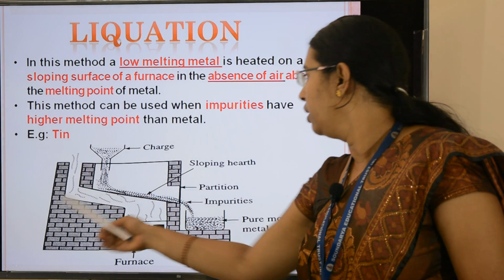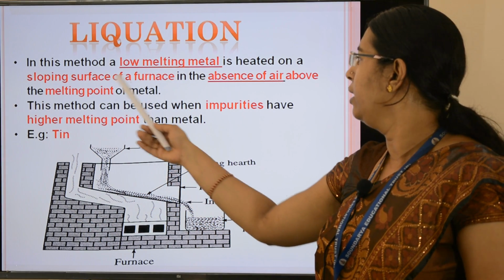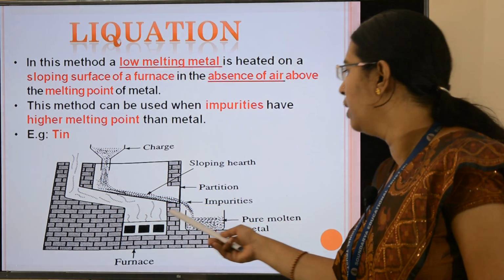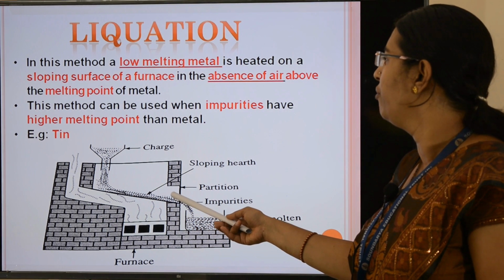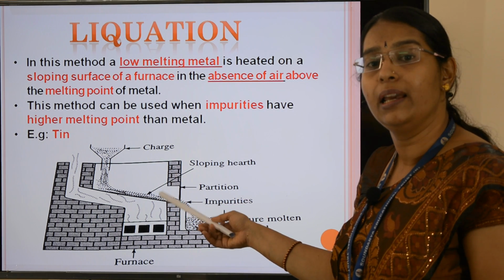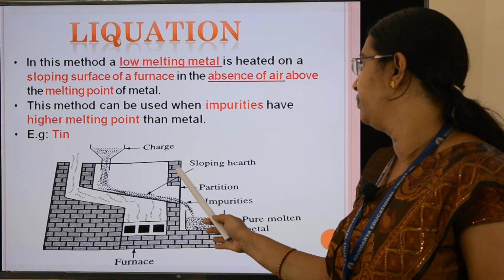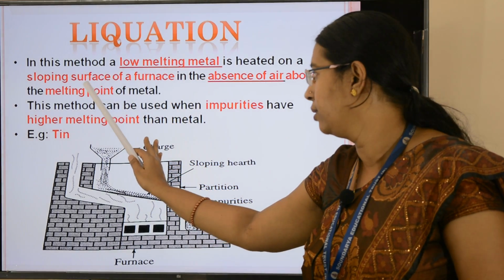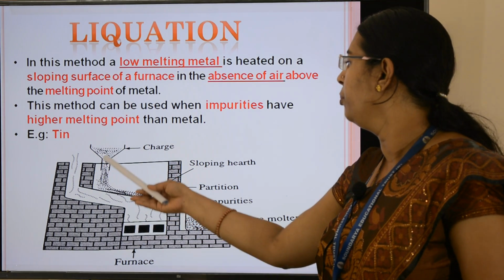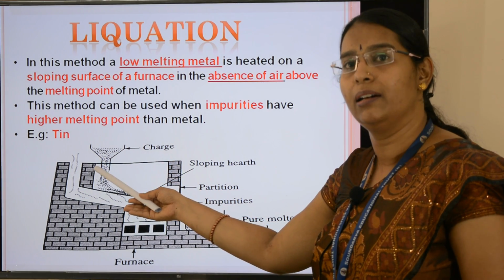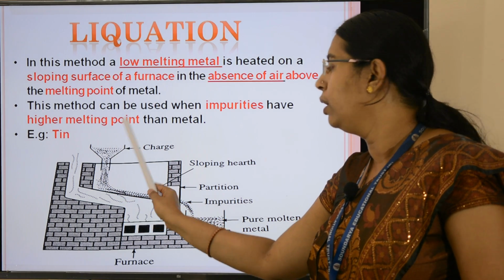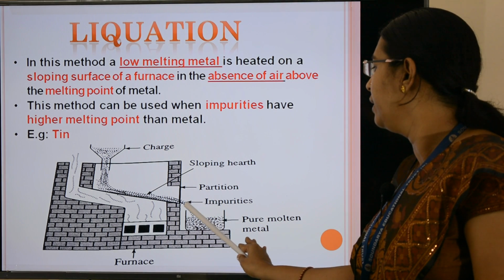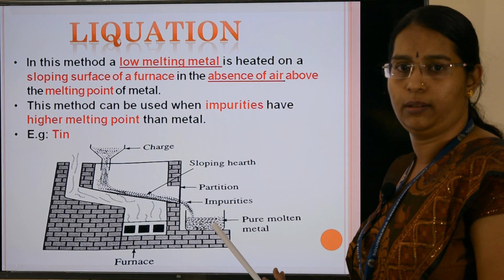Here the impure metal is taken in a furnace. It is added over the sloping earth or sloping surface of a furnace, and it is heated in the absence of air above the melting point of the particular metal. And when the metal's melting point is reached, only the pure metal melts and it flows down and it is collected in a separate container.